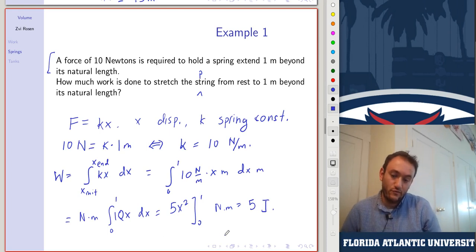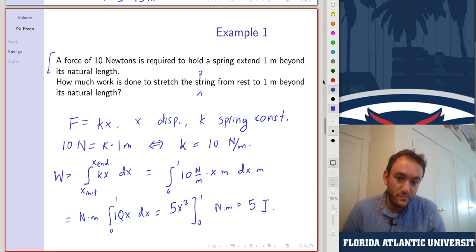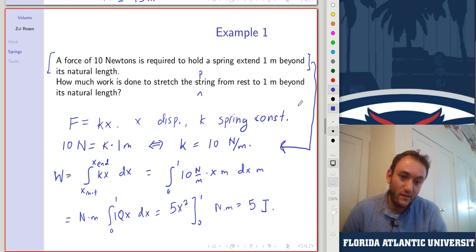Okay, let's review what we did. We used the first bit of information here to derive the spring constant. And then once we had the spring constant, we could compute the work.